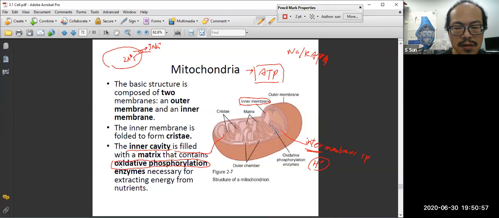Okay, so this is the region where we need the oxygen. The key player here is the inner membrane, the matrix, and the intermembrane space. Okay, so that's the key. And the function overall is to produce ATP. So let's look at what it does.